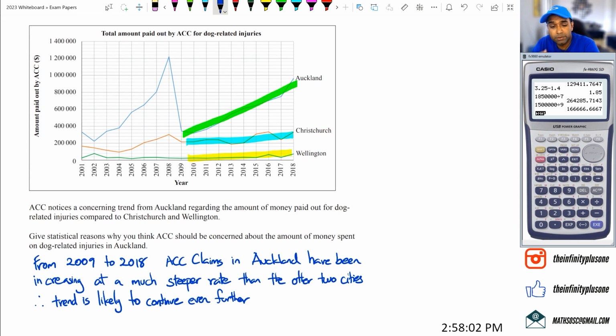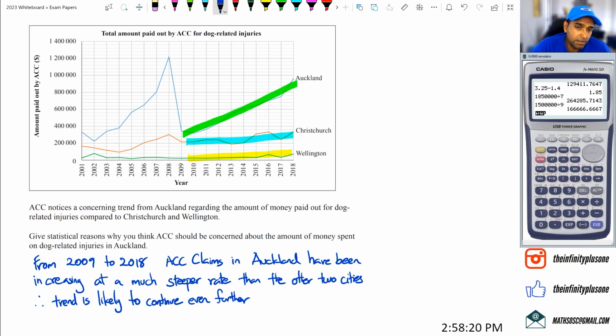So what I've written is, from 2009 to 2018, ACC claims in Auckland have been increasing at a much steeper rate. And you can see that with that green highlighted line, it's much steeper compared to the blue one and the yellow one. And that's what I talked about. And of course, you're going to have to write a statement, therefore, a trend is likely to continue even further.